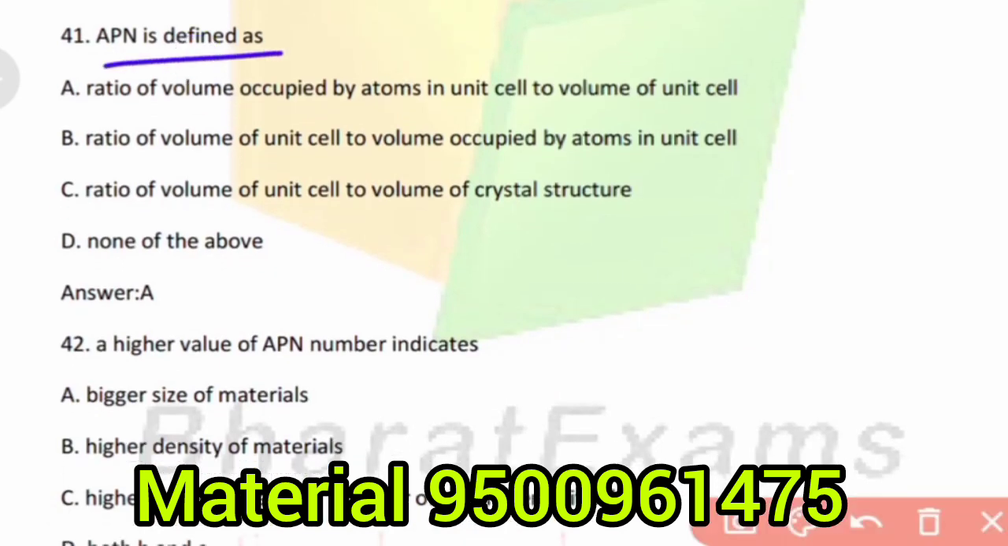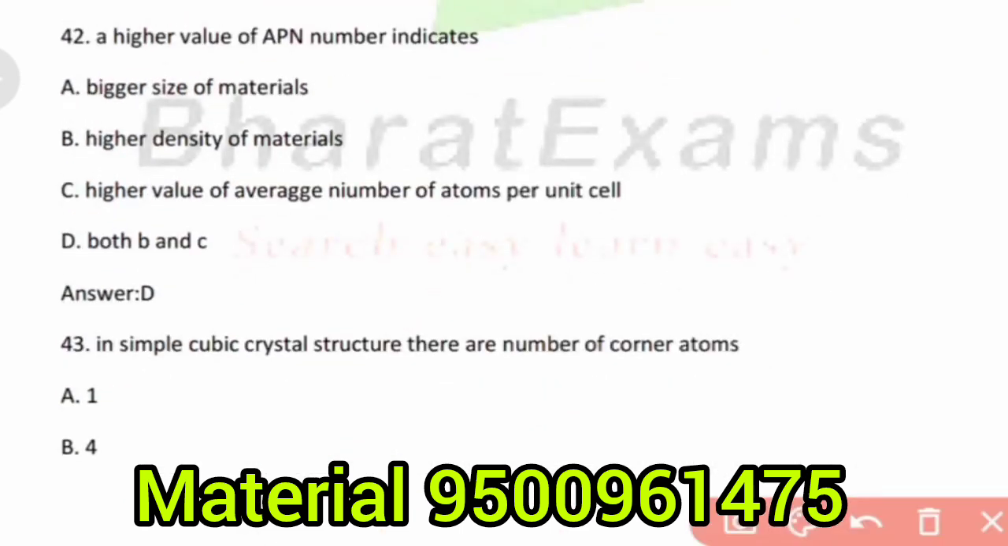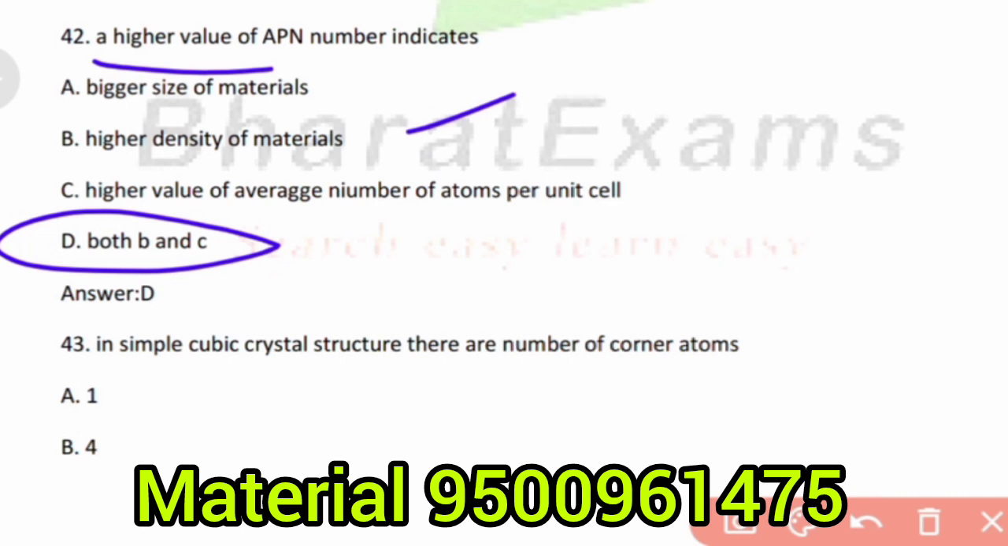APF is defined as the ratio of volume occupied by atoms in a unit cell to the volume of the unit cell. A higher value of APF indicates both B and C: higher density of materials and higher value of average number of atoms per unit cell.